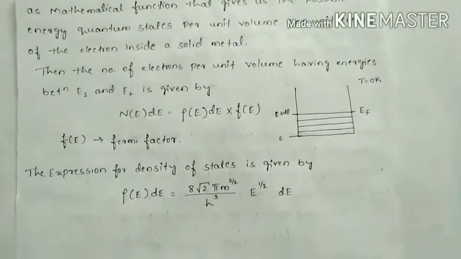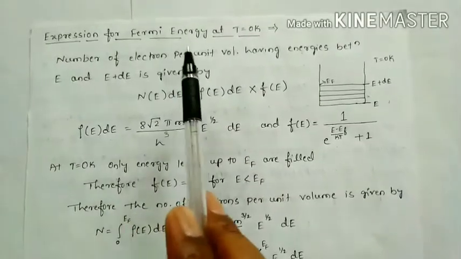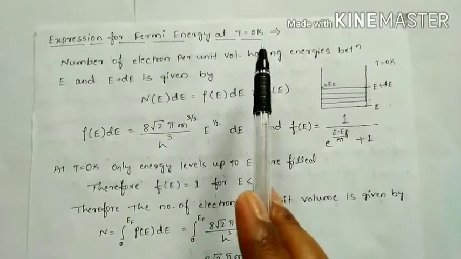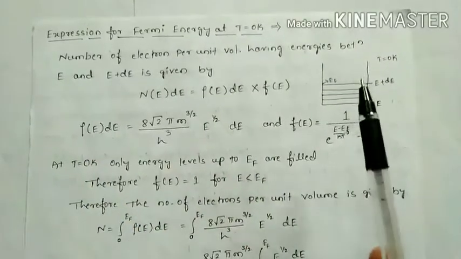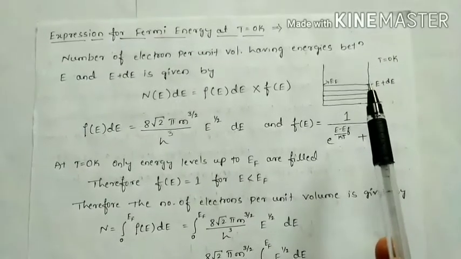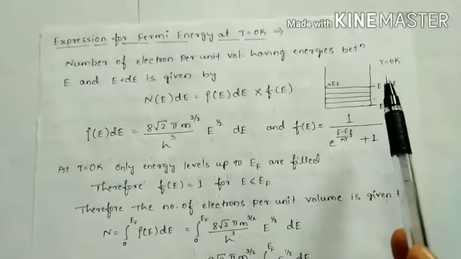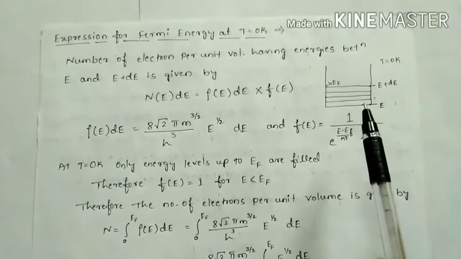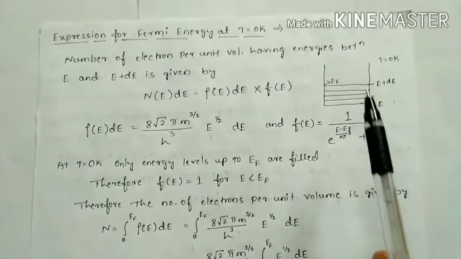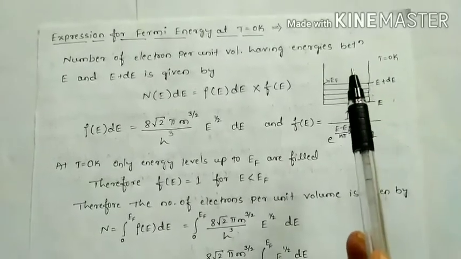Now we will go for a derivation, which is the expression for Fermi energy at 0 Kelvin. So here we already defined the Fermi energy: the topmost collection of electrons at 0 Kelvin is called as Fermi level, and the corresponding energy is called as Fermi energy. Below the Fermi energy all the energy levels are filled with the electrons, and the energy levels above Fermi energy are vacant.